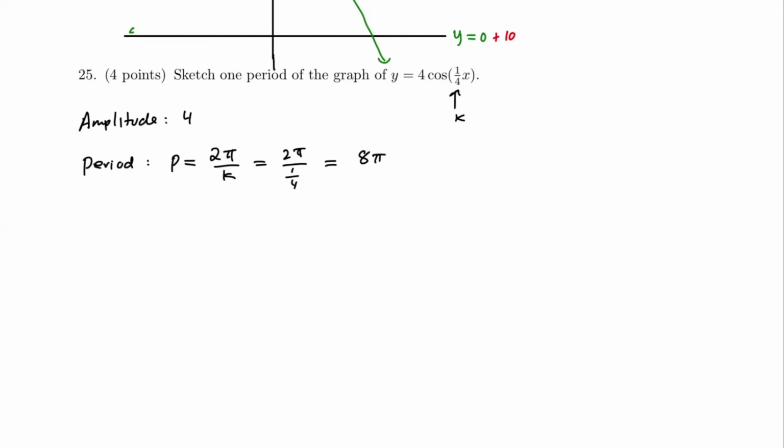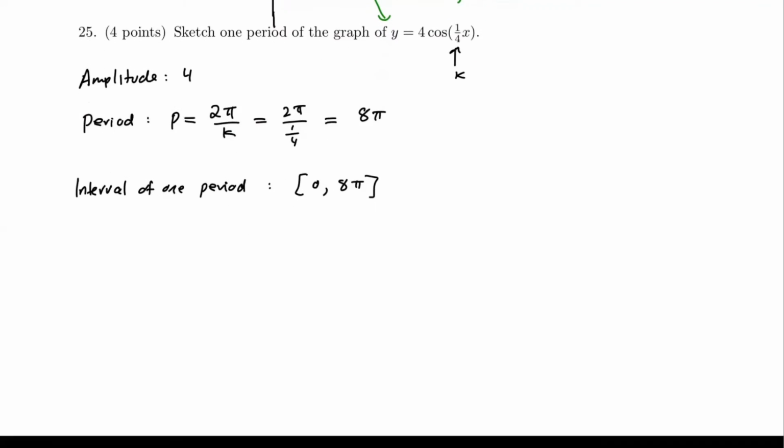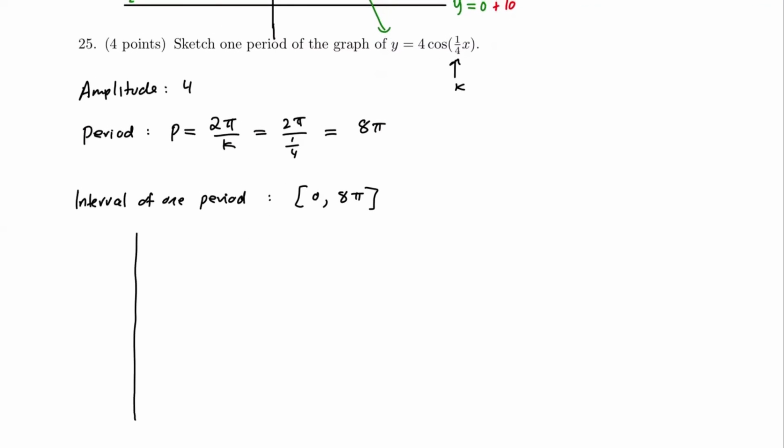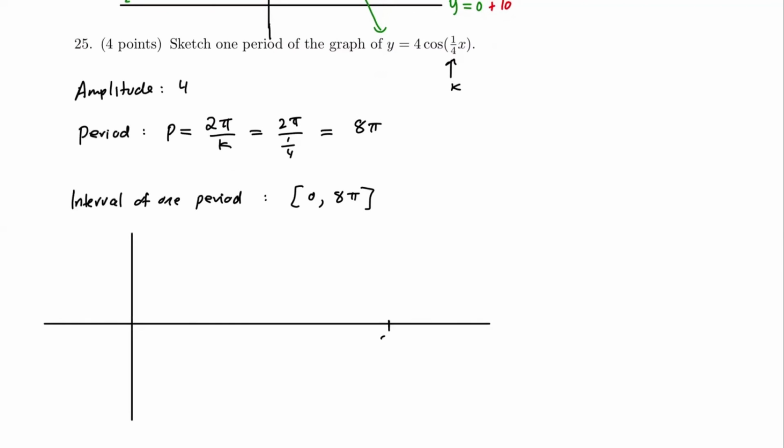All right, so this graph is being stretched horizontally by a factor of 4 right there. So the period is now extended to 8 pi instead of 2 pi. We know the basic cosine graph completes one cycle from 0 to 2 pi. Here, the interval of one period of this graph is going to go from 0 to 8 pi. So it's a graph that's being stretched horizontally. I guess it's very hard to show that when you're graphing by hand, but I'll do my best. So I'm going to label this 8 pi.